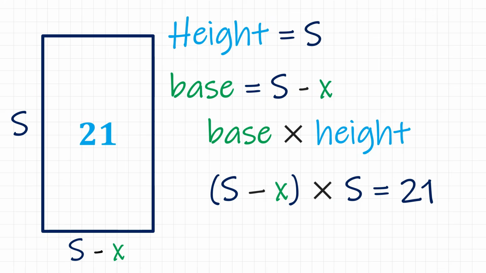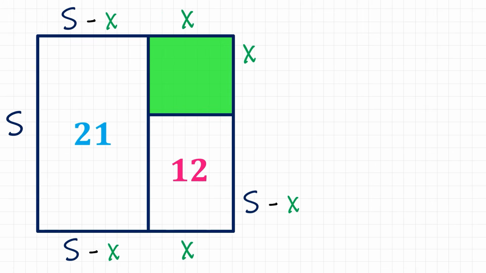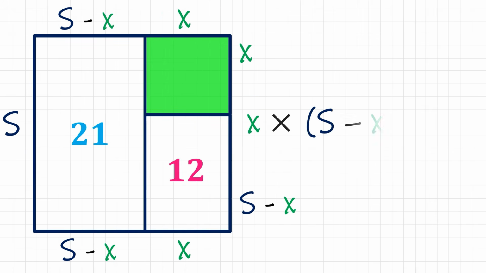Now, let's shift our focus to the smaller rectangle at the bottom, which has an area of 12. Its width aligns perfectly with the green square above it, so its width is exactly X. Its height is the full side S minus the green square's height X, so its height is S minus X. This gives us our second truth: X multiplied by (S minus X) equals 12.